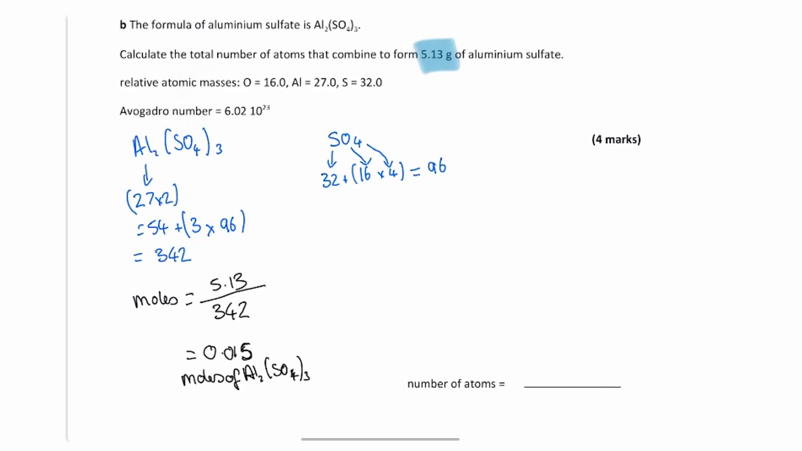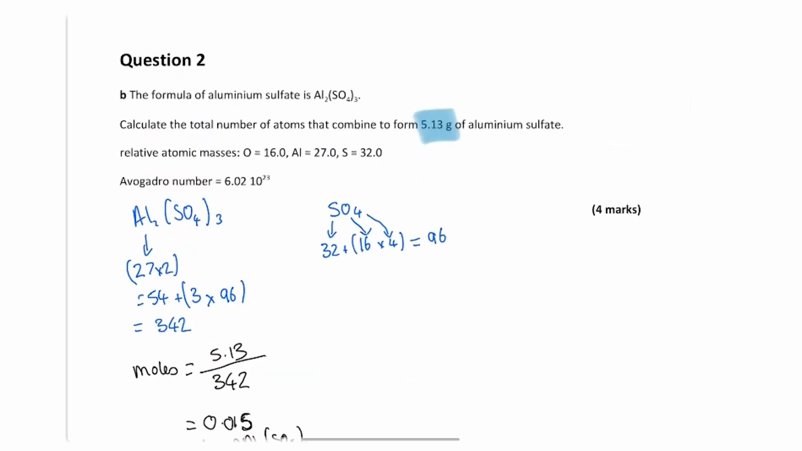So I always like to start with looking at the number of atoms in 1 mole. If we had 1 mole of sulfur, we would have 6.02 times 10 to the 23 atoms. But in aluminium sulfate, well, we've actually got quite a lot of atoms in there.